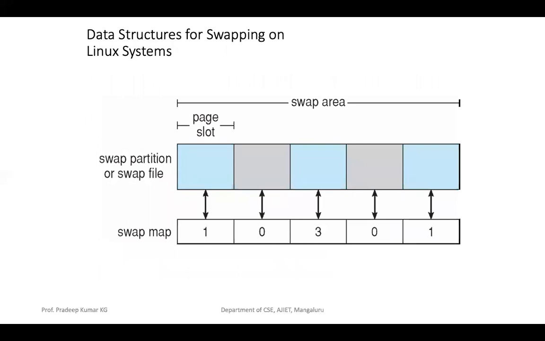So here you can see a small example for swapping on Linux systems. At the bottom, you can see a small table kind of thing, 10301. So this is the swap map. On top of that, we have the swap partition or swap file. Consider this as a whole as a swap area. So the swap map's job is to maintain or monitor the swapping procedure.